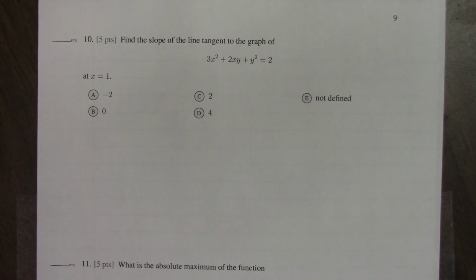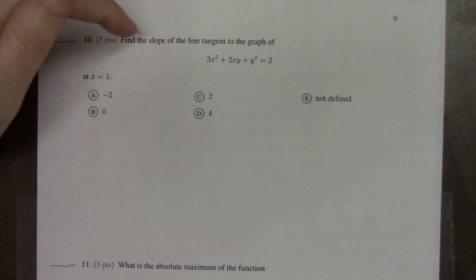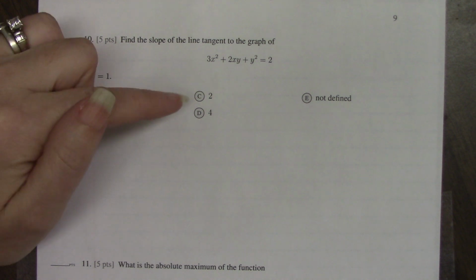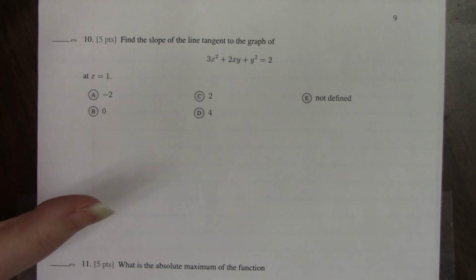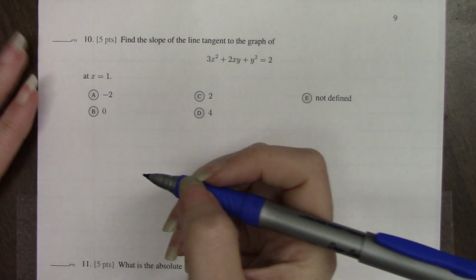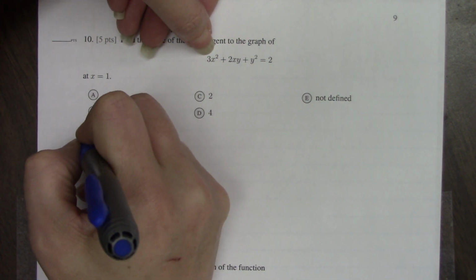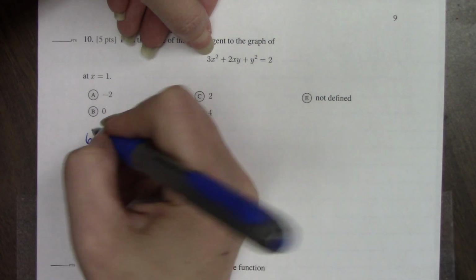10 says find the slope of the line tangent to the graph of this function. Now this is an implicit function, and we know that the slope of the tangent line comes from the derivative. So we need to find the derivative of this function. With implicit differentiation, we take the derivative of x terms just like normal. So the derivative of 3x squared is 6x.